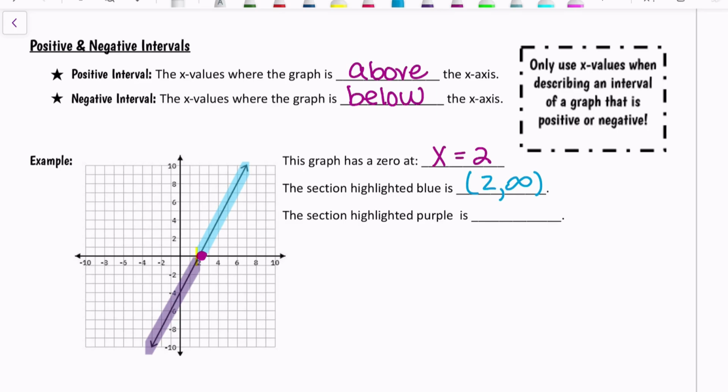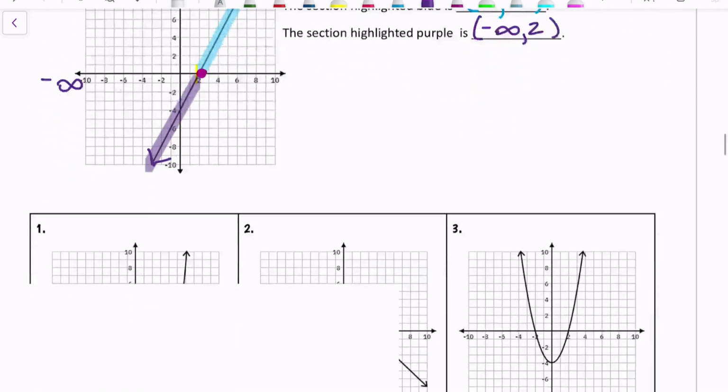Because 2 is a 0, even though it is a part of the graph, we don't use a bracket because it's not physically positive or physically negative at that spot. The purple section is the negative section, and it's got an arrow pointing this way. We're using the x-axis all the way to the left, which is going to keep going left forever, is negative infinity, and then it's going to stop being negative at that 2. All right, so let's hop into some more examples.